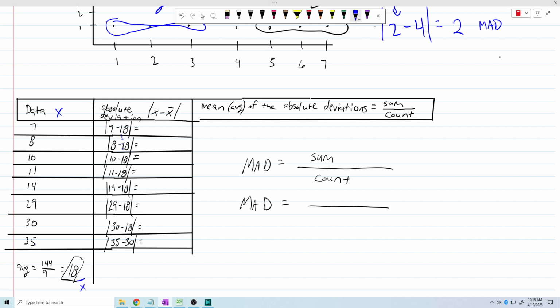All I'm doing, guys, is just the subtraction. So 7 minus 18, 11. Again, there will be no negatives here because we're doing absolute values. So 8 minus 18, 10. 10 minus 18, 8. 11 minus 18, 7. 14 minus 18, 4. 29 minus 18, 11. 30 minus 18, 12. 35 minus 30, or, well, why did I put 30? Wait a minute, it's not 30. It's supposed to be 18, guys. So 17. But anyways, we have each deviation separately.